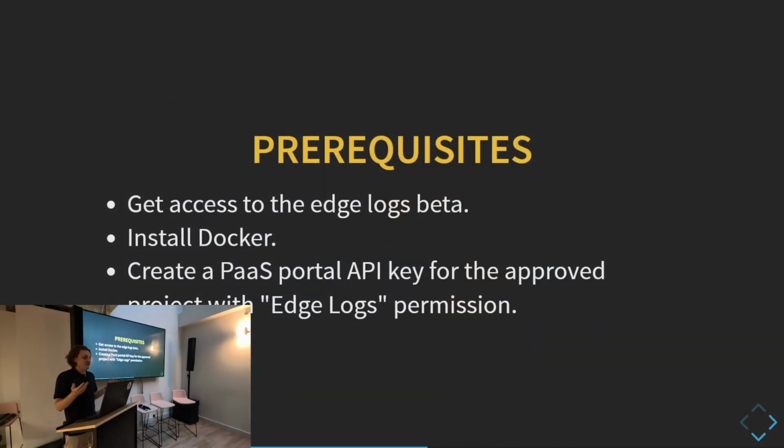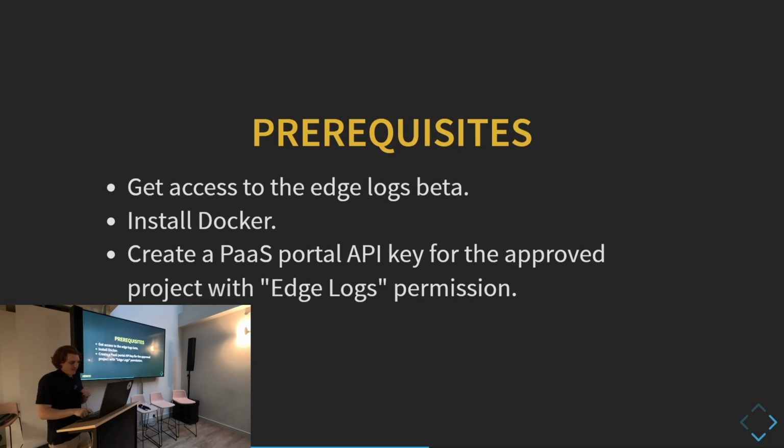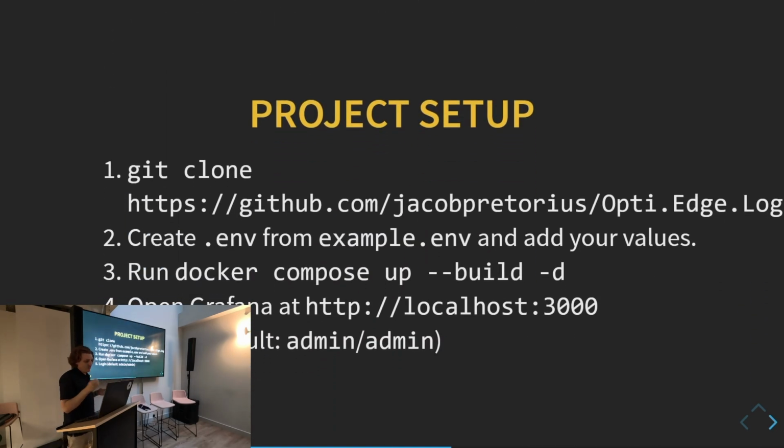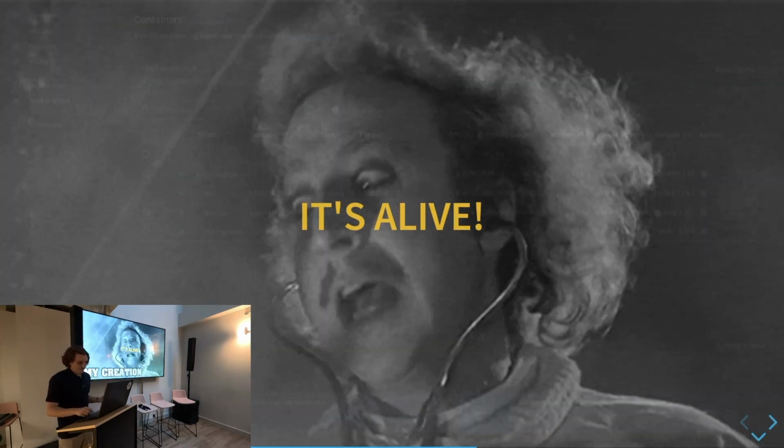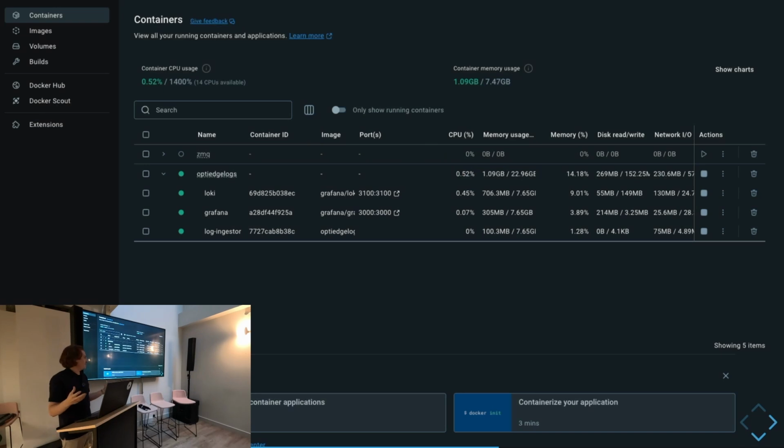So how can you do exactly what I'm going to show you now? Very simple. Apply for the beta, install Docker, get the API key that Minesh showed us earlier, and run it. So just clone the repo, create an environment file for yourself, docker compose up, and you're basically there. It's alive, right? So this is what you'll be greeted with. For those of you who haven't used Docker, it's just our little Opti edge log stack running 3 different things. The log ingester is something I and mostly AI coded. The other 2 are just standard Loki and Grafana.